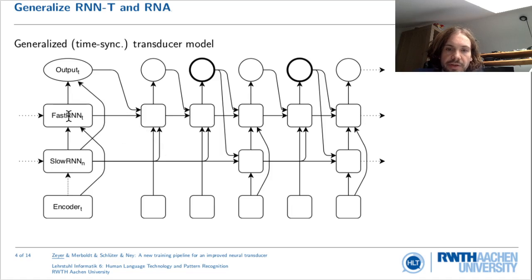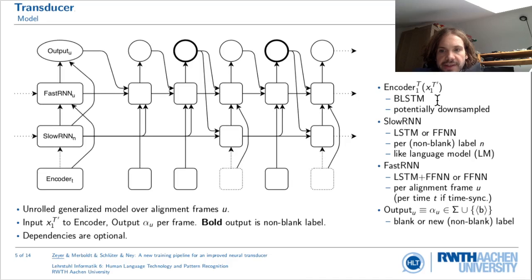Other is that this is now also an RNN, so you have the state dependency here, and in general we add all possible dependencies basically in this picture. Also here the encoder has a dependency to the slow RNN. So the encoder in our case is a B-LSTM, and we do time downsampling. The slow RNN is an LSTM, or you could also restrict the context, and it's a feed-forward network. Fast RNN is an LSTM, and then on top there's usually a joint network where you combine everything, or just a joint network.